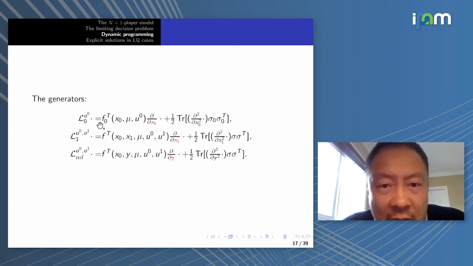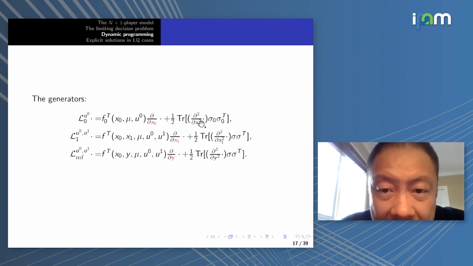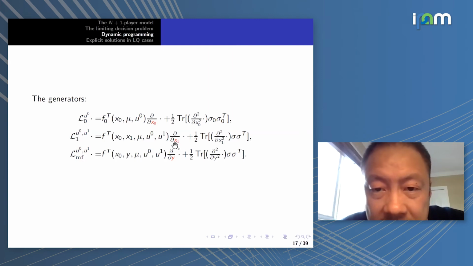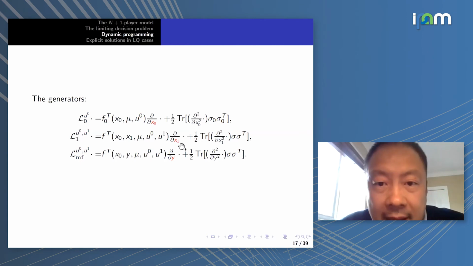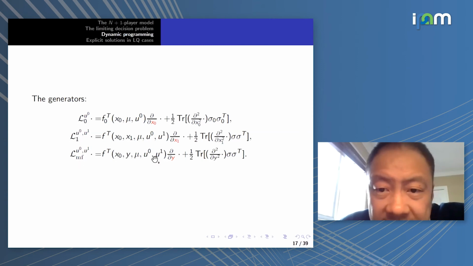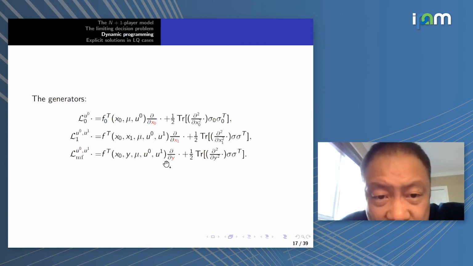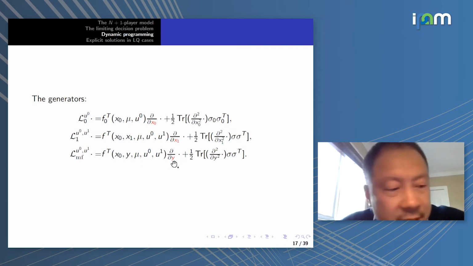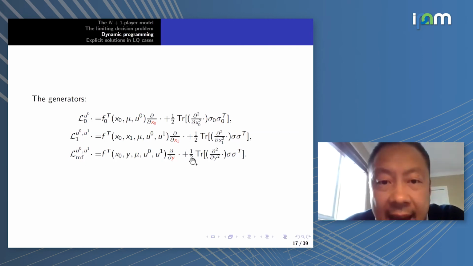That is the generators. Basically here we have the diffusion processes for the major player and the minor player. The first is the generator regarding the evolution of the state of the major player. The second is about the evolution of the state of the minor player. The last one is about the dynamics of the mean field. Here we have the additional variable y. It's used to describe the behavior of other agents.